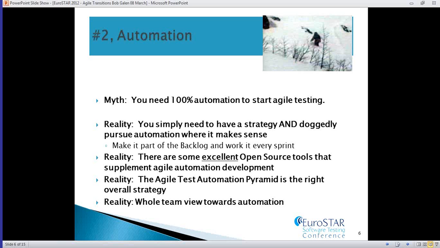Another reality is it's not just the testers. Any testers listening in, if you have a parochial view to say, well, we own automation, since we have test in our title, we have to write all test automation, stop that thinking.